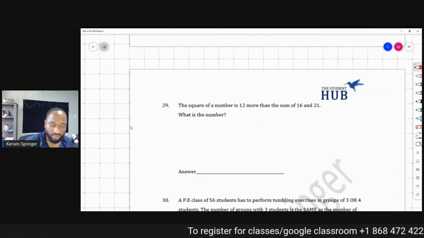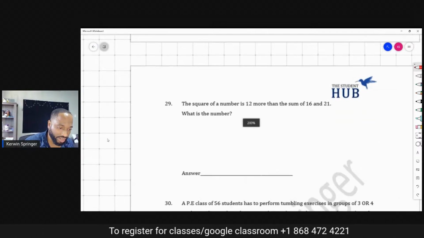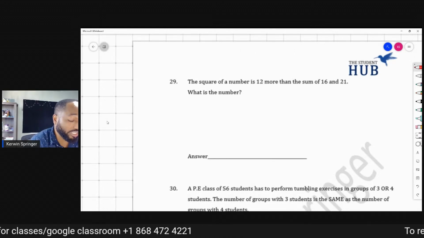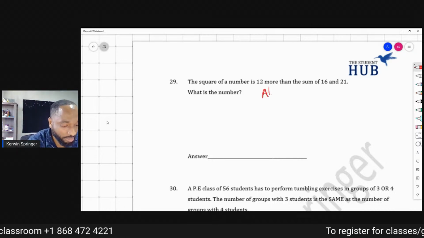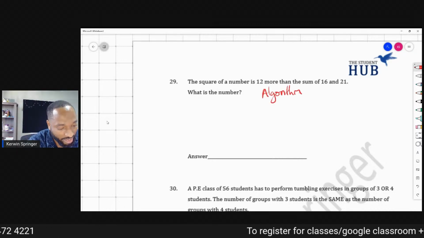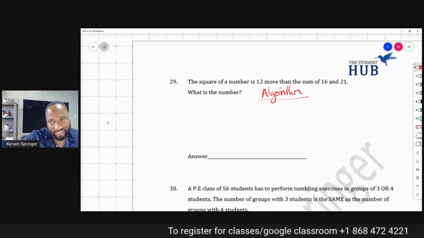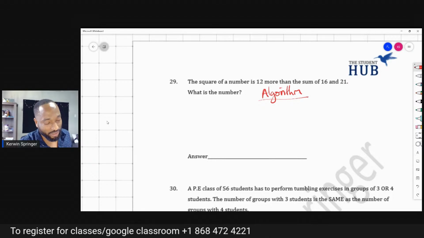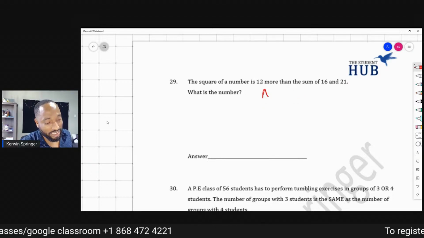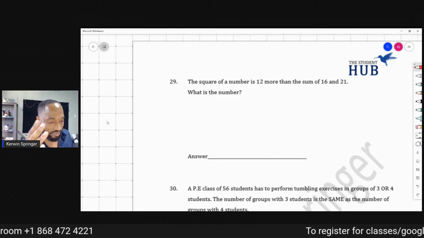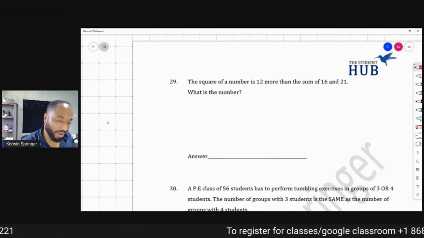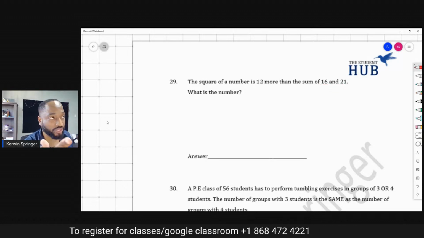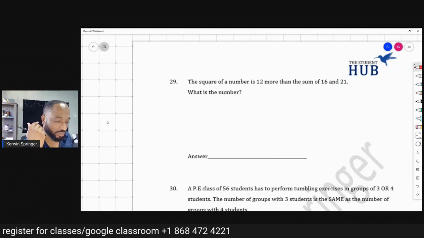The square of a number is 12 more than the sum of 16 and 21. What is the number? So this is the algorithm question. An algorithm just means a list of steps, a list of operations, which when executed leads to the solution of a particular problem. So a list of steps. So the sum of 16 and 21. So with the algorithm question, I'll put it in the formula book as well.